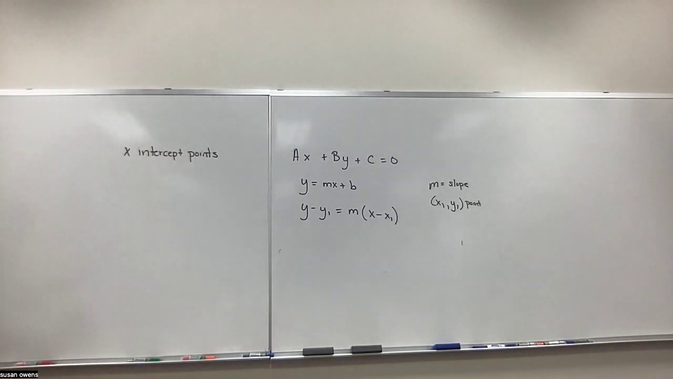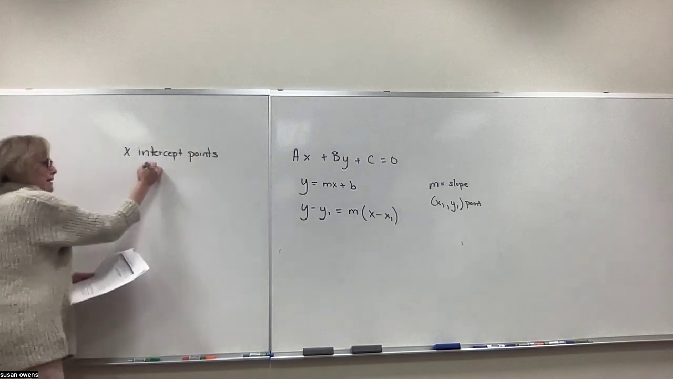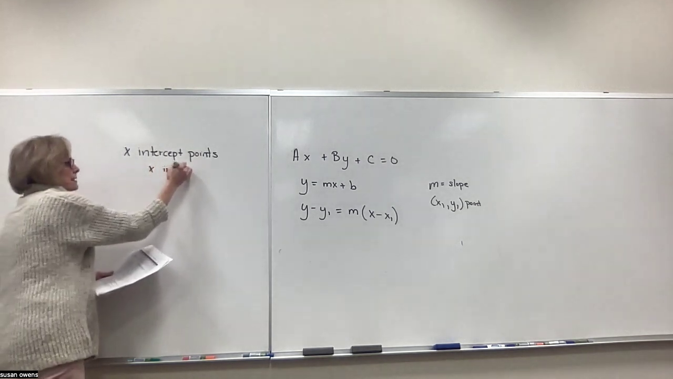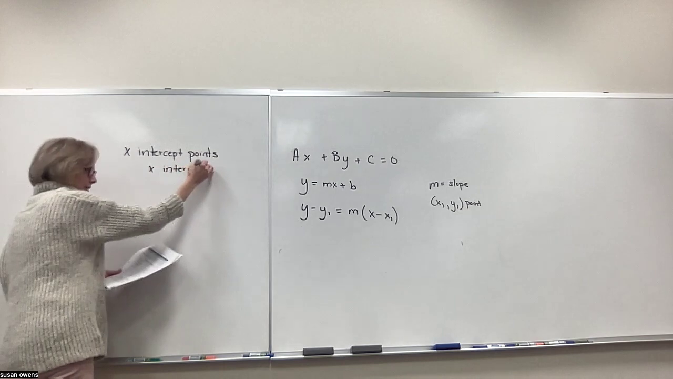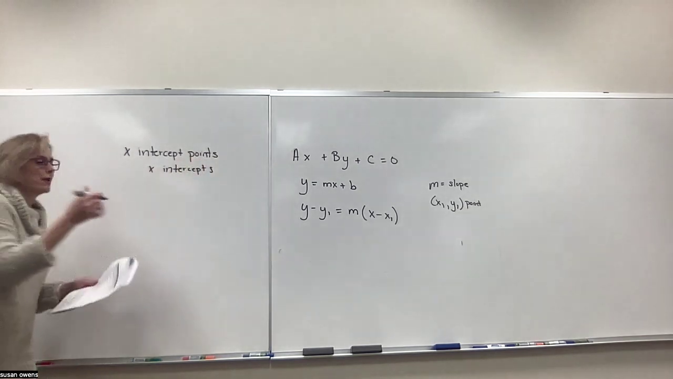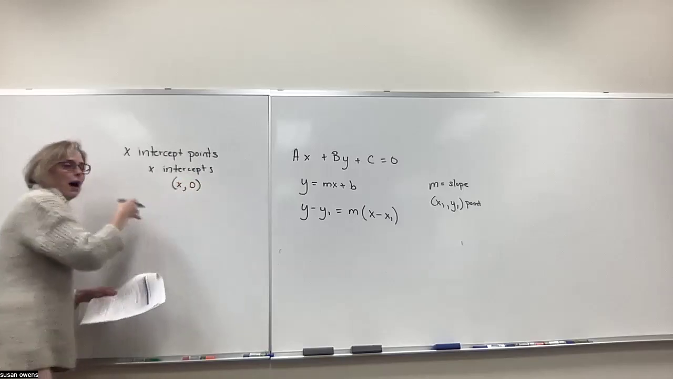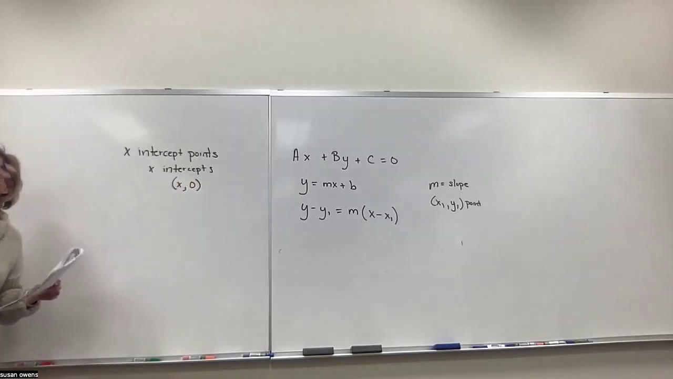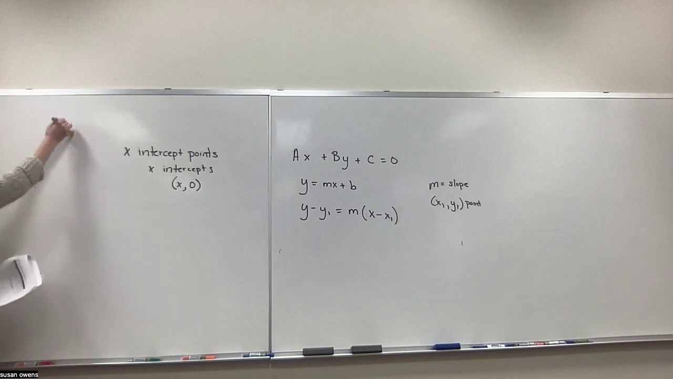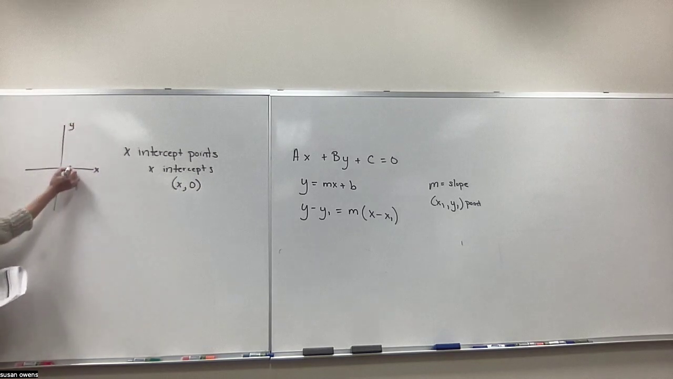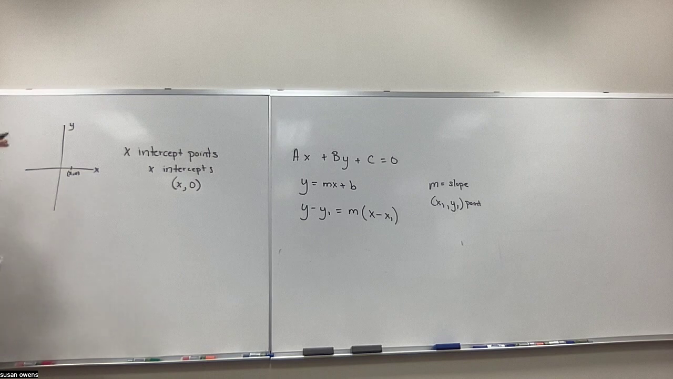The x-coordinates of these points are called the x-intercepts. And what it means is we have a value for x, but the value for y will always be 0. It's on the x-axis. If you're looking at the axis, this is your x-axis, this is the y-axis. There's some number here, x, 0, because we haven't gone up or down.